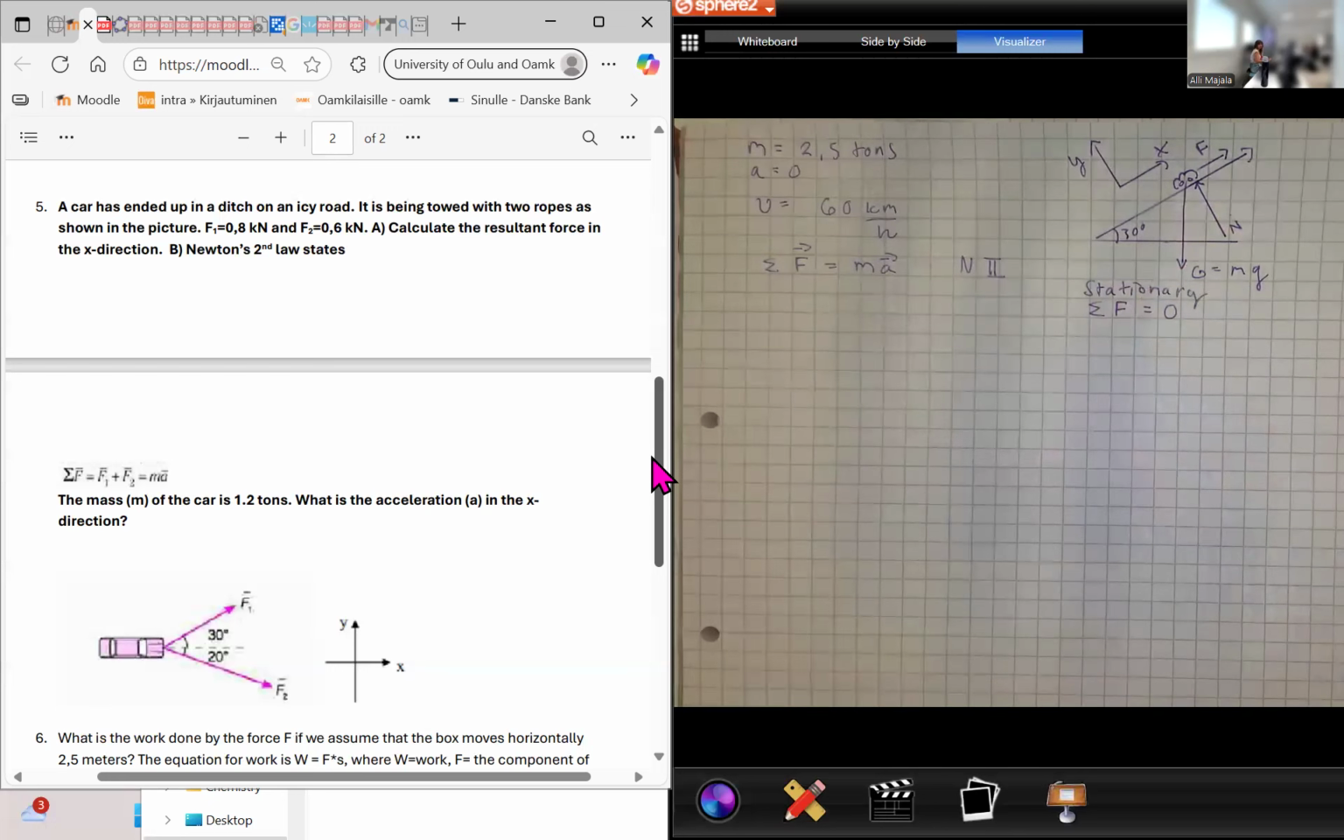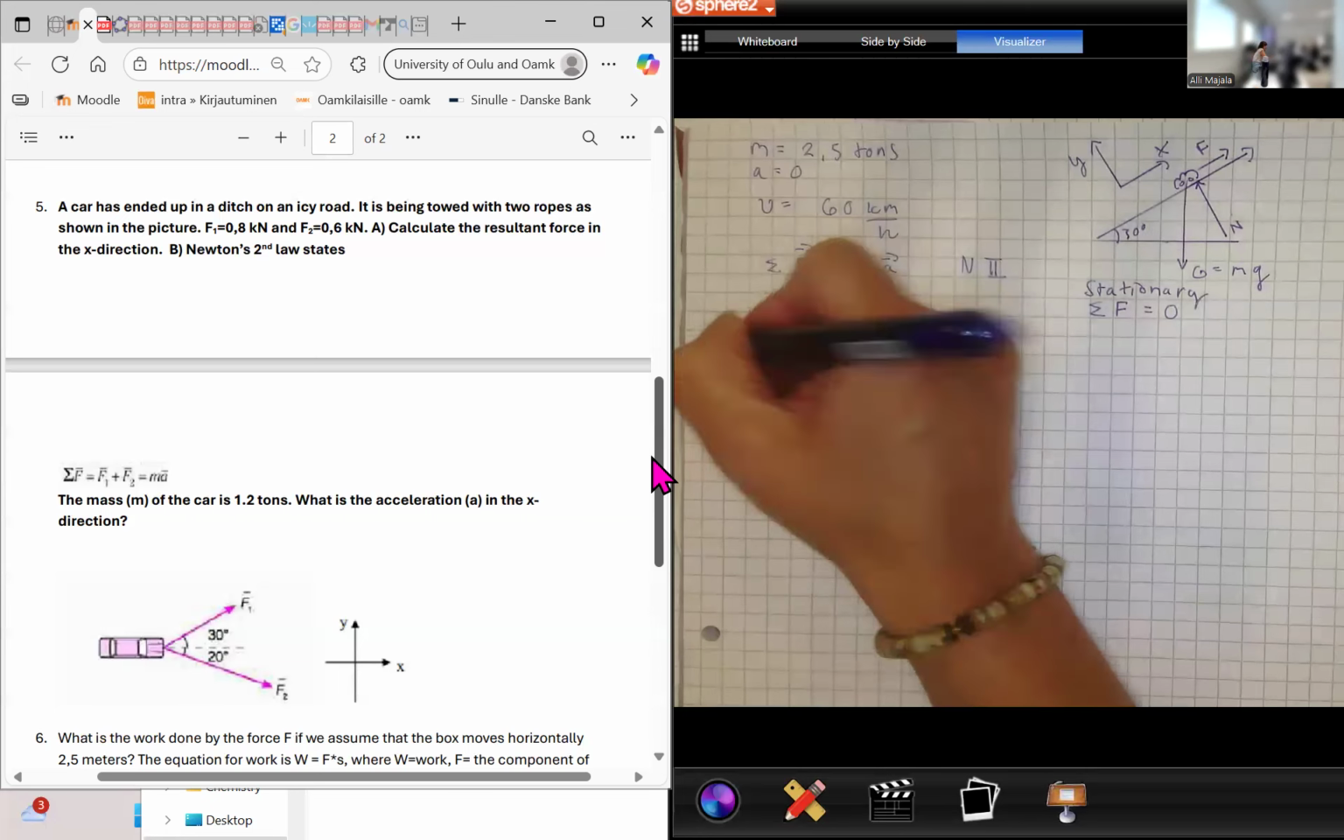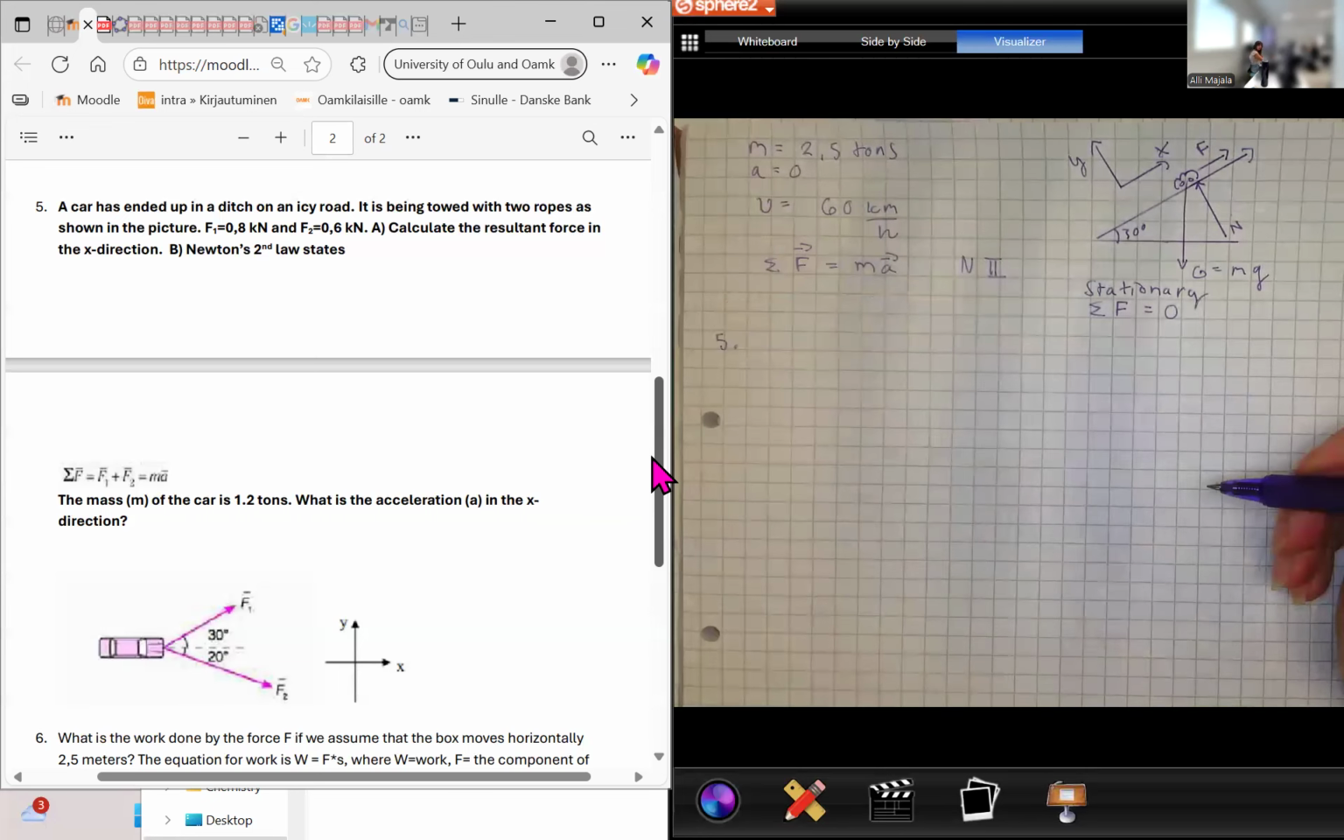Okay. Maybe I could figure out a couple of calculations like this, but I don't know if they get a bit, well, let's see. Okay, so the 5 is something a bit similar anyhow.